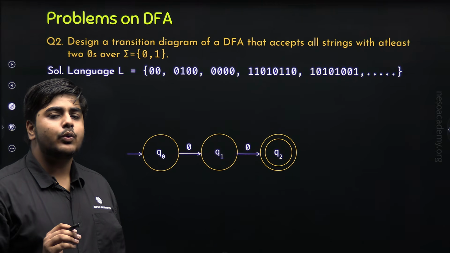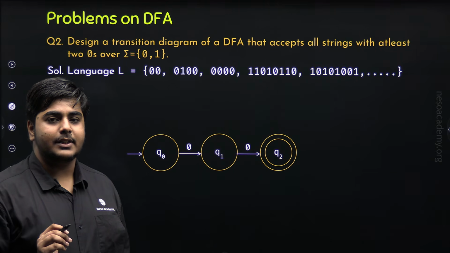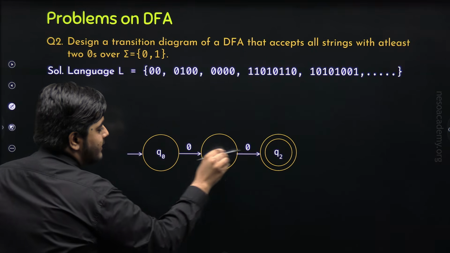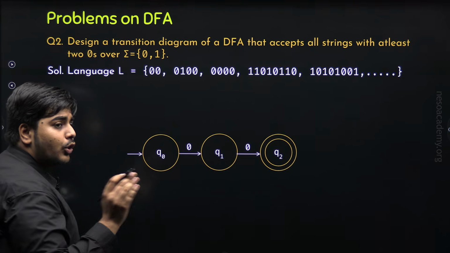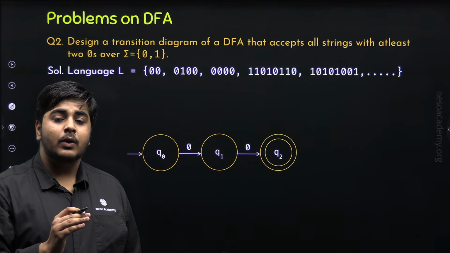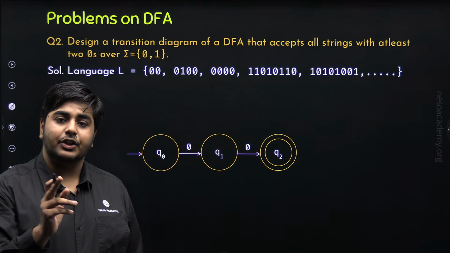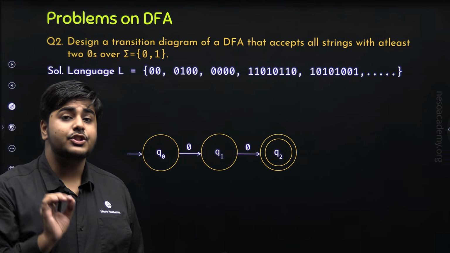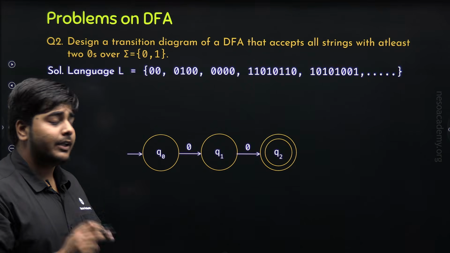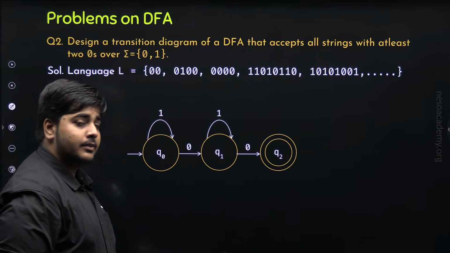Now we simply need to complete all the transitions for all the states. Q0 and Q1 have the transitions for 0, but they do not have a transition for 1. And I have already told you that there is no restriction on the number of ones and the position of ones. So we can simply have the self loop of 1 over these two states.